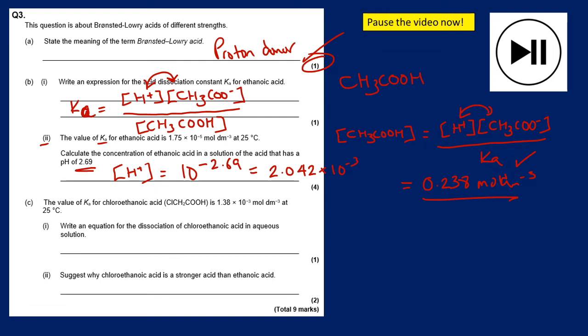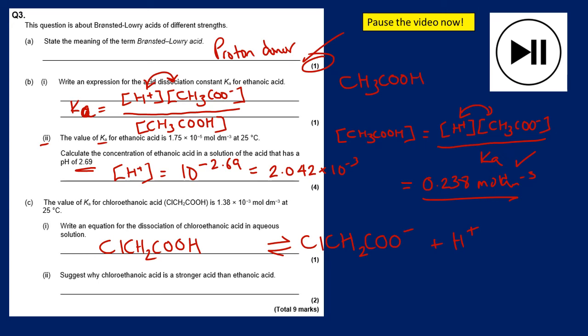chloroethanoic acid in aqueous solution. So okay, what's going to happen? ClCH2COOH, the dissociation in aqueous, so we could put plus H2O. It's weak, so it must be reversible. ClCH2COO minus plus H3O plus. So we could do that because it's asking for the dissociation in water, or we could just have the dissociation without the water and just have it as H plus. Both will be accepted.